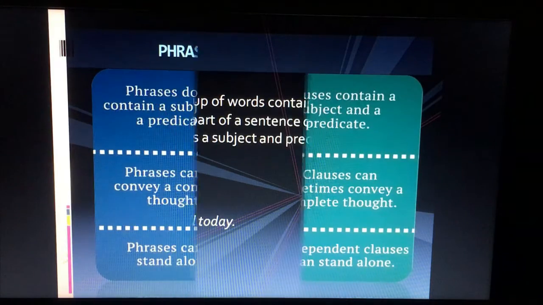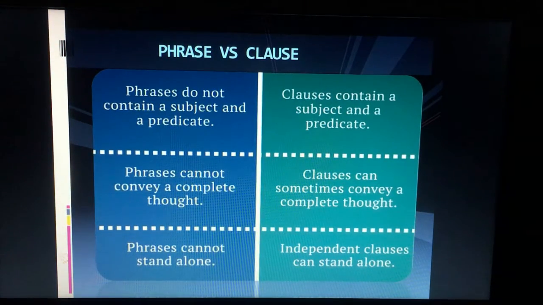So now we need to know the difference between phrase and clause, as in our textbook exercises and for exam we need to know actually how to identify phrases and clauses, and for that we need to know this difference. So let's see. First of all, phrases do not contain a subject and a predicate, and on the other hand clauses contain a subject and a predicate.